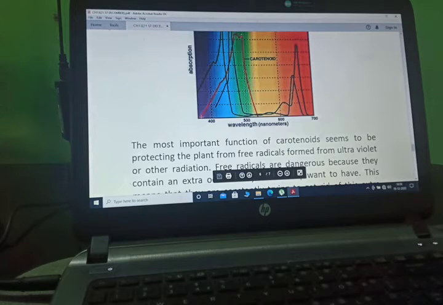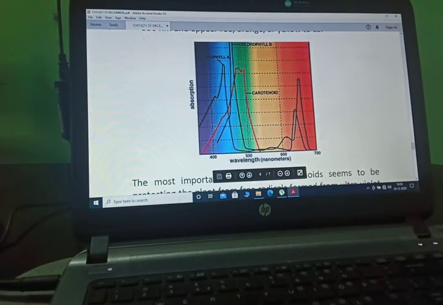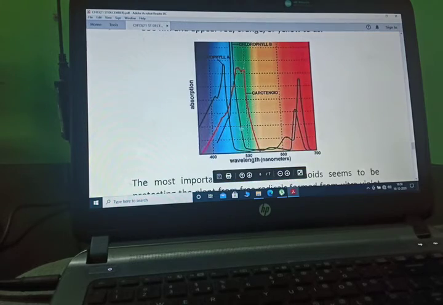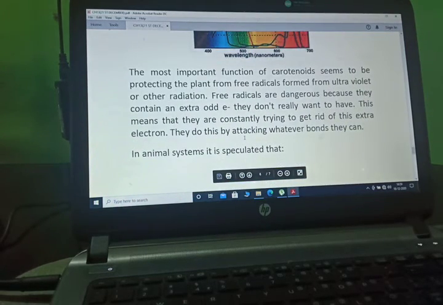You can see the absorption, wavelength 400, 500, 600 and 700. This is carotenoid, this is chlorophyll A and this is chlorophyll B. The most important function of carotenoids seems to be protecting the plant from free radicals from ultraviolet or other radiations. Free radicals are dangerous because they contain an extra electron they don't really want to have. This means that they are constantly trying to get rid of this extra electron. They do this by attacking whatever bonds they can.